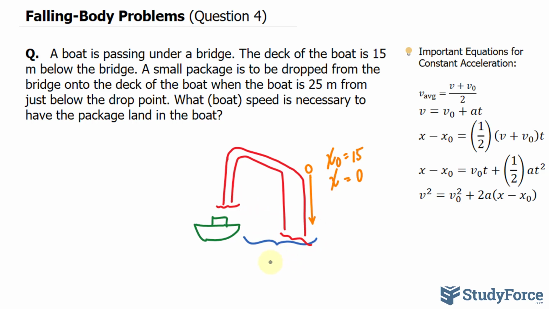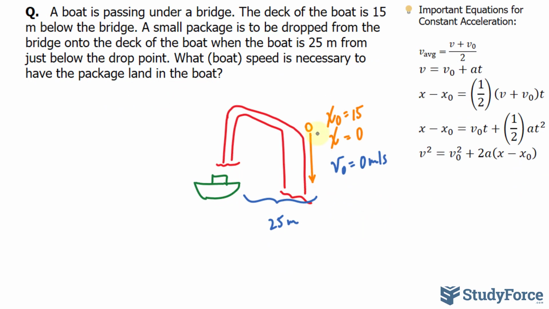So let's make note of that. And let's write down everything else that we know. So if the object is being dropped at this point here, the initial velocity will be 0 meters per second. Knowing the final velocity of the object isn't important in this case, so I'll just leave this blank. The acceleration due to gravity, which I'll represent as a, is negative 9.8 meters per second squared.